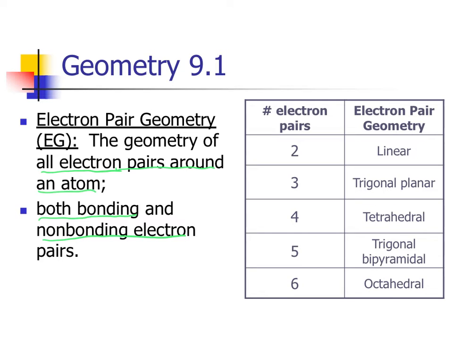Many of the ones that we deal with in class, we usually deal with 4 electron pairs, because that gives us the octet. You will see some of these, the trigonal bipyramidal and octahedral. The sulfur hexafluoride was octahedral. It's a very interesting shape.